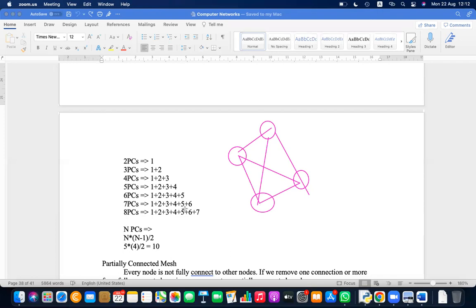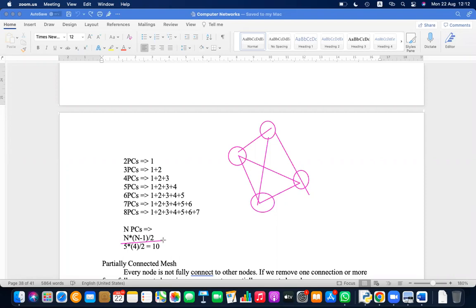7 PCs, there will be 21 lines, and 8 PCs, 28 lines. So if you write an equation, it is n into n minus 1 divided by 2. That is how you calculate the number of lines required to connect a mesh topology. The advantage of mesh topology is that it is very hard to break, fault tolerant, with a lot of lines connected. So it is a better way of having a strong network. That is called mesh topology.